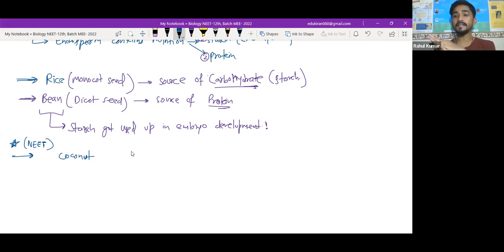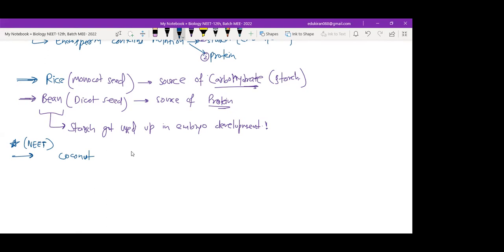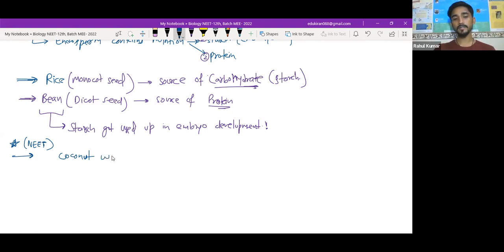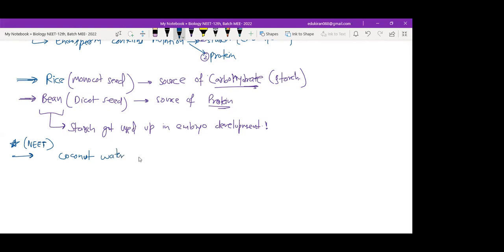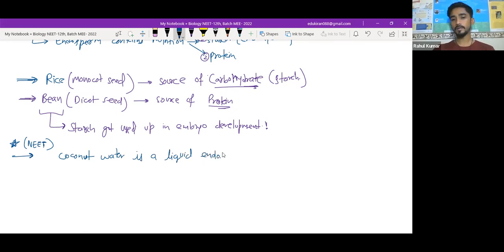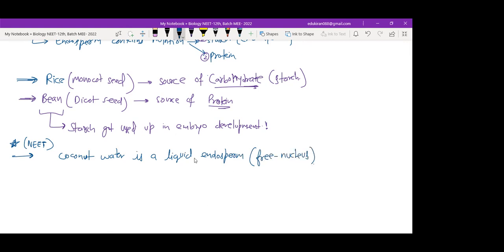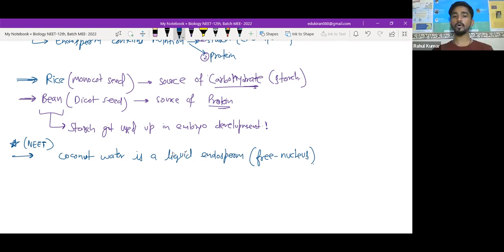And what is present inside the seed coat? Endosperm. Yes or no? So the liquid, the coconut water, is nothing but a liquid endosperm. Is it clear? Yes. Coconut water is a liquid endosperm. And Aisha used the word free nucleus, right? You're correct. Why is it liquid? Because every triploid nucleus is free flowing in the water. So it's a liquid endosperm. It has free nucleus.